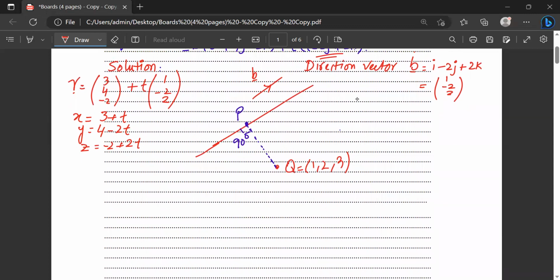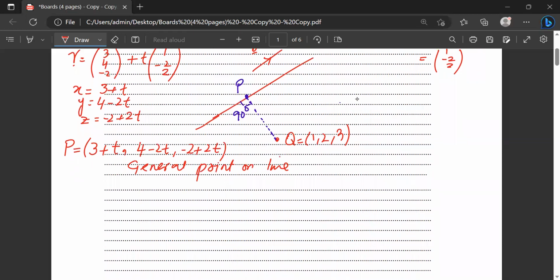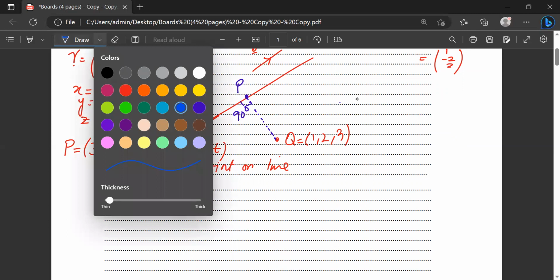These are the parametric equations, or you can say this is the general point on the straight line. Let this point be P, with y-coordinate 4 minus 2t and z-coordinate minus 2 plus 2t. This is the general point on the line. But I'm looking for the point on the line which is closest to Q. This point P can be obtained if you find the value of t.